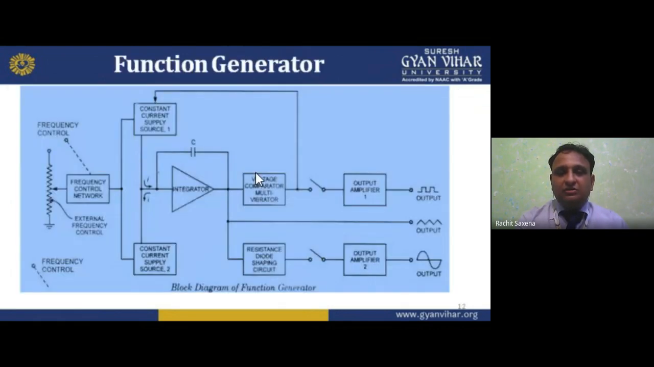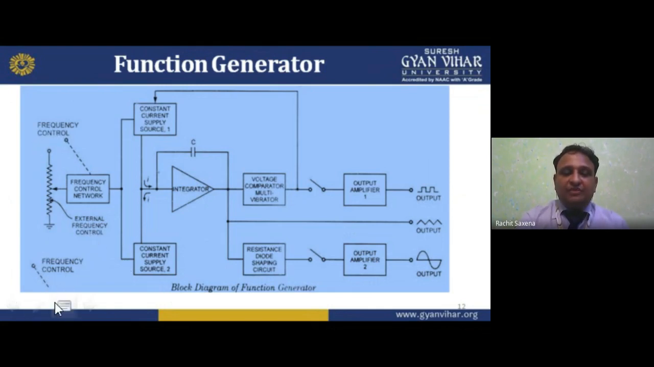Now moving forward, function generator. This is the block diagram of function generator. Block diagram of what? Function generator. So in this function generator, what is it here? External frequency control. Here it is, frequency control.